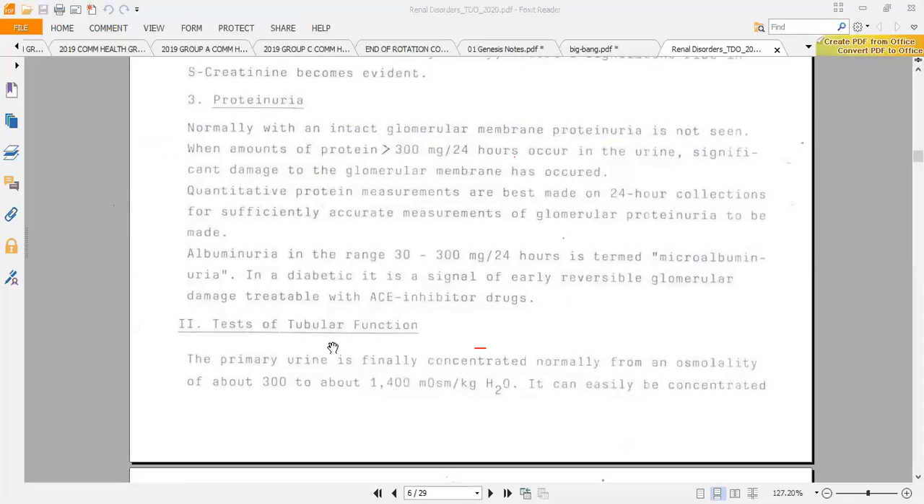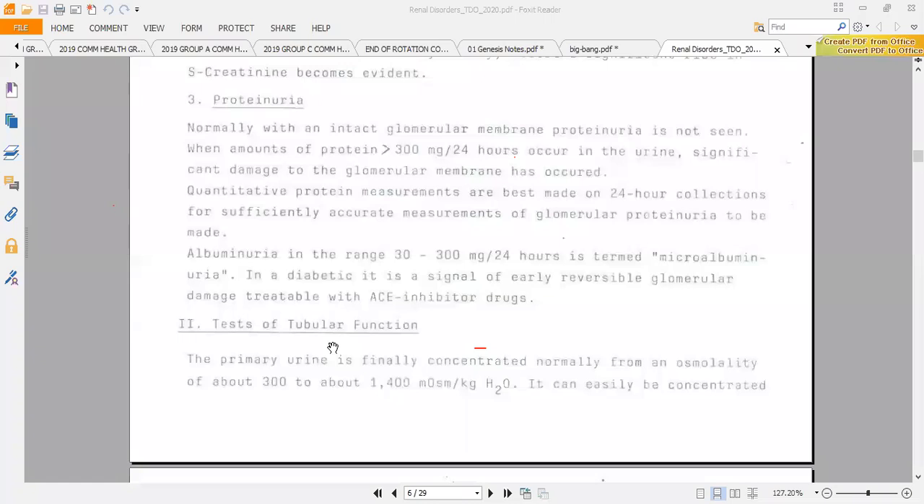Now we are going to see how we test for the tubules, the tubular function. For the tubular function, we've already talked about them. The functions of the tubules are mainly two, or even three. The first one is dilution or concentration of urine. And the second function is acid-base regulation. So these are the two major functions of the tubules.